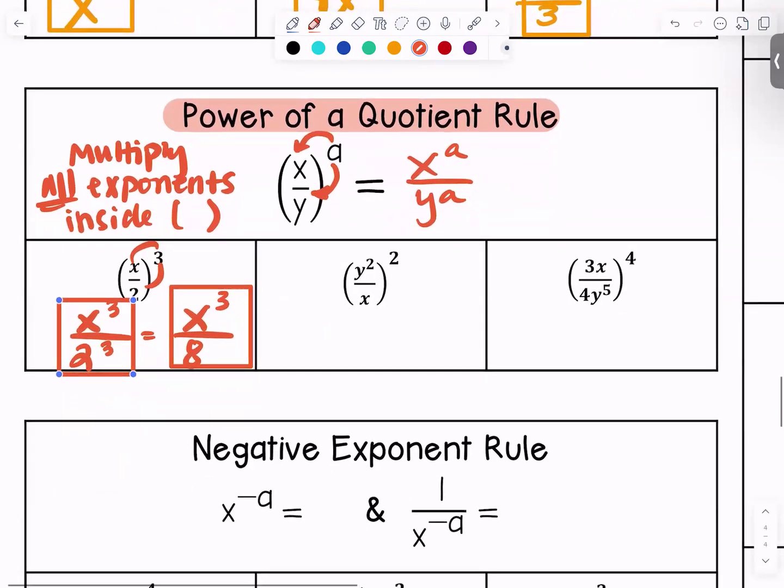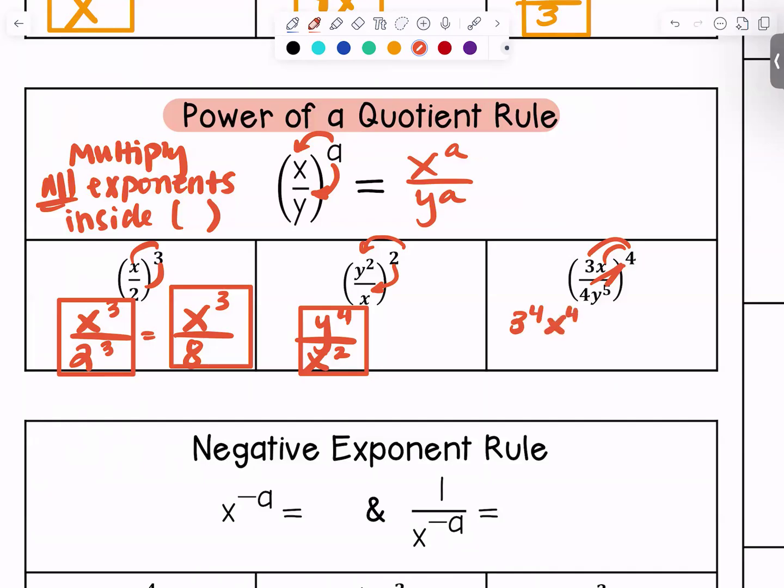Okay, the middle one, same thing. You're going to take the 2 to the 2 and the 2 to the x. So since y already has a 2, you just multiply them. 2 times 2 is 4. X does not have a 2, so now he just gets 1. And then over here, everyone gets a 4. So 3 gets a 4, and x gets a 4. You didn't have anything yet.